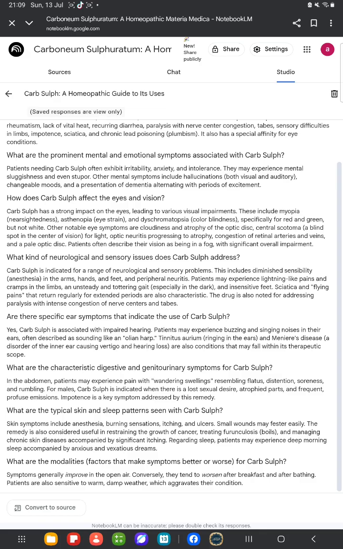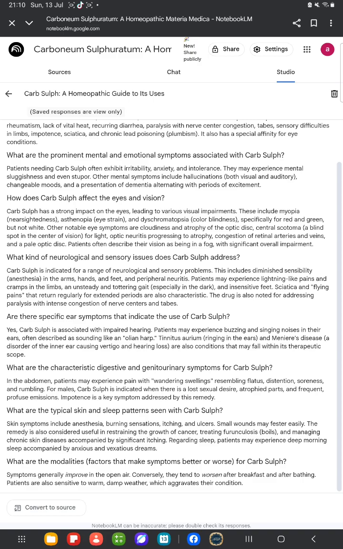So affecting color vision specifically. Yes, and it gets even more precise. Cloudiness and atrophy of optic disc. And listen to this. Central scotoma for light and for red-green, not for white. Okay, break that down. Scotoma is a blind spot. Exactly, a blind spot right in the center of your vision. But the weird part is, in that spot, they supposedly can't see red or green, but they can still see white light.